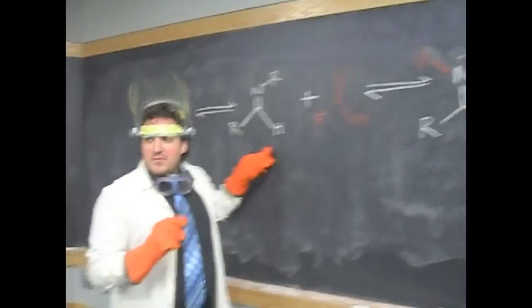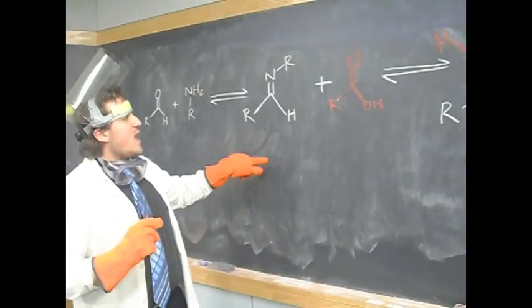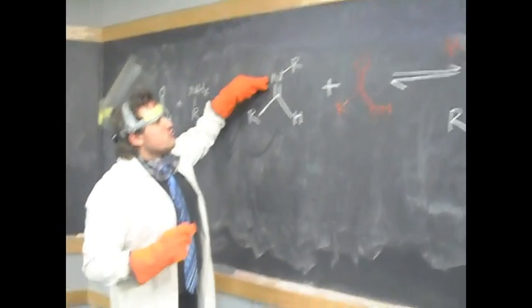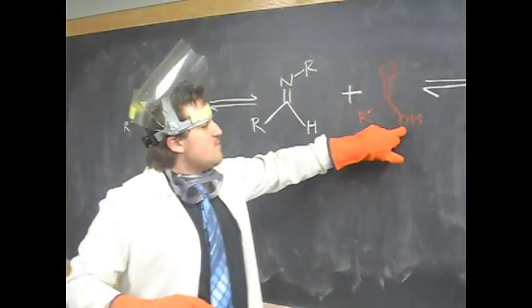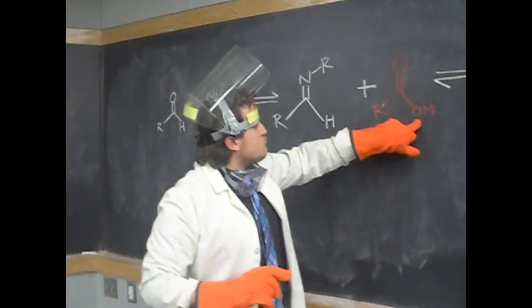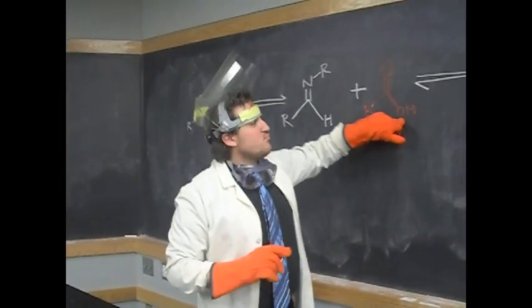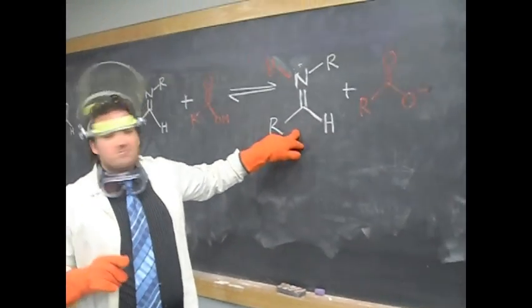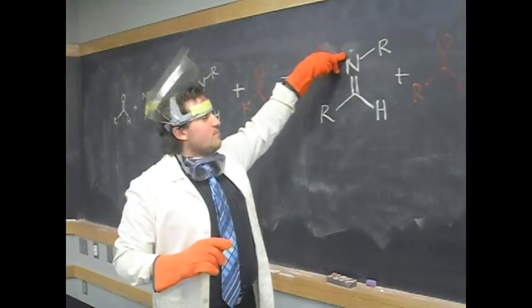Now, the imine reacts with a carboxylic acid where the nitrogen will get protonated by the carboxylic acid proton to form this species with a positive charge on the nitrogen.